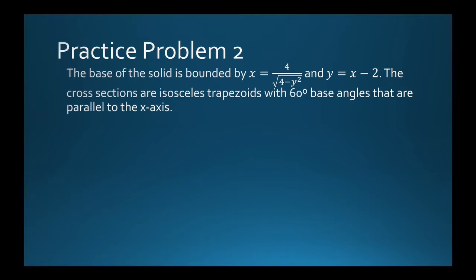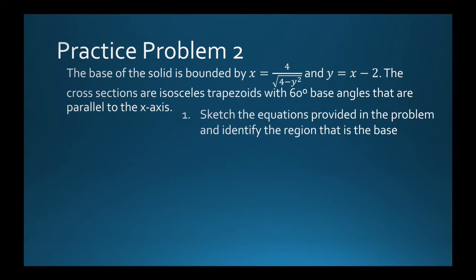So the problem tells us that the cross sections are parallel to the x-axis, but we integrate with respect to the variable that the cross sections are perpendicular to. So if the cross sections are parallel to the x-axis, they're perpendicular to the y-axis. So we need to be integrating with respect to y in this problem.